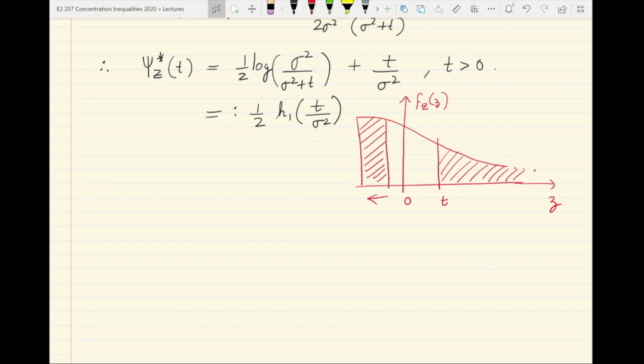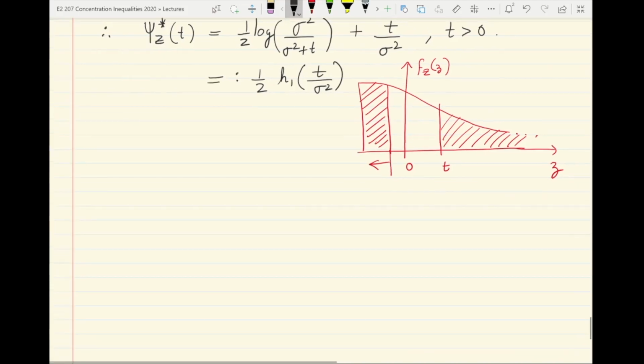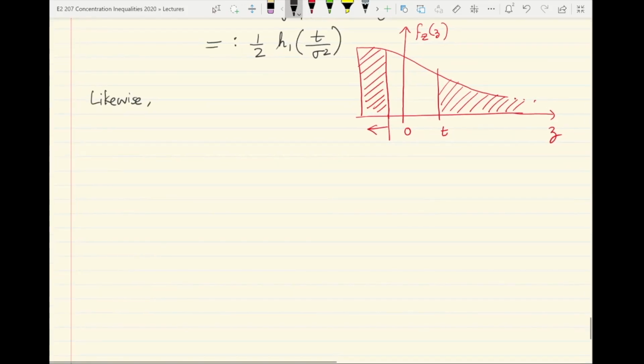What about if we wanted to investigate how this probability went? In order to do that, one way is to just negate z. So consider minus z. So let's consider C of minus z. Likewise, we can do similar computations for lambda greater than 0.